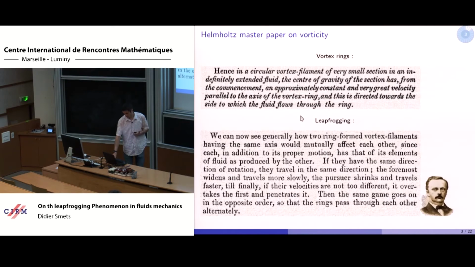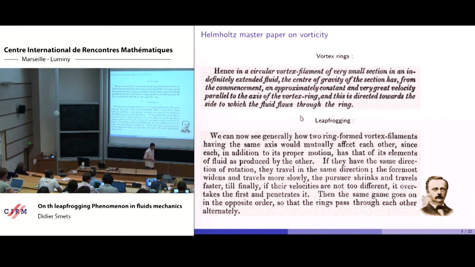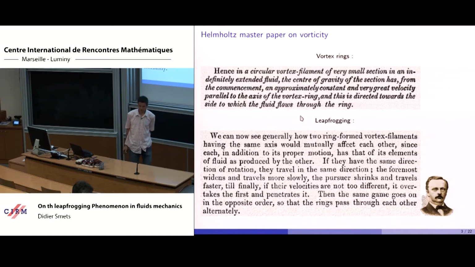So this is just one vortex ring, and the existence of vortex rings was already more than observed. It was, some people would say, justified by Helmholtz, even though he didn't give a proof, but he did a lot of computations. So this is his paper in 1858 in Journal de Crelle, where he studied mathematically the Euler equation for three-dimensional fluids with a point of view on the vorticity. And he says that a vortex ring would travel with a constant speed, I don't remember his exact words. This is the translation by Tait a few years later, because the original paper was in German, but constant and very great velocity.